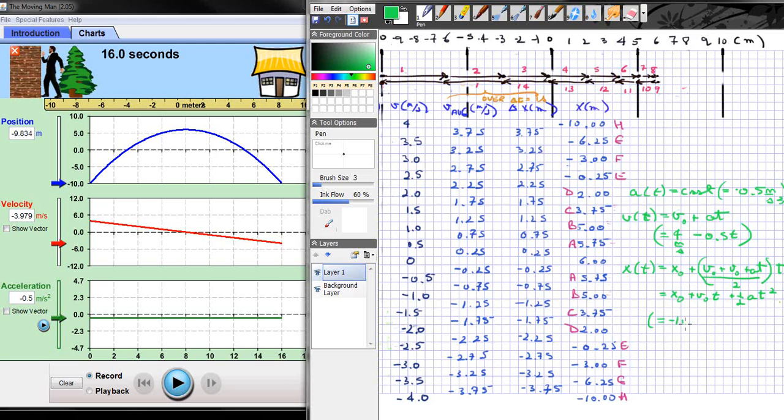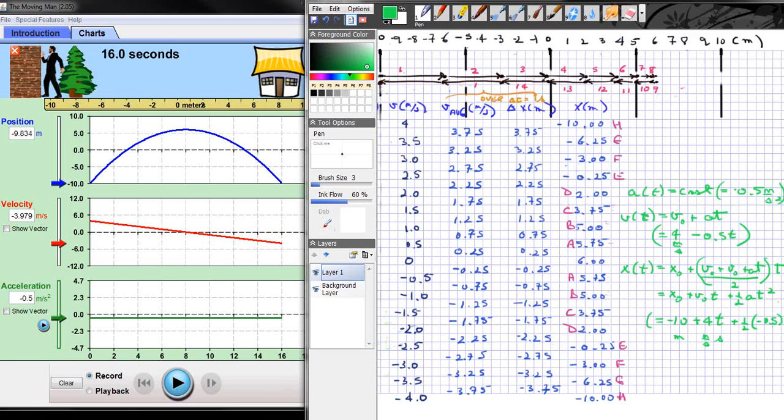So this is minus 10 plus 4t. So this is in meters. This is in meters per second times seconds. And then plus 1/2 times minus 0.5 times t squared. Okay, so this minus 0.5 is in meters per second squared, and the time is in seconds, and so second squared is, of course, seconds to the exponent squared is second squared.